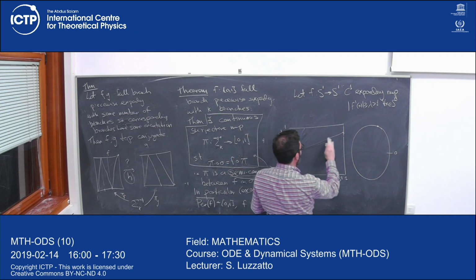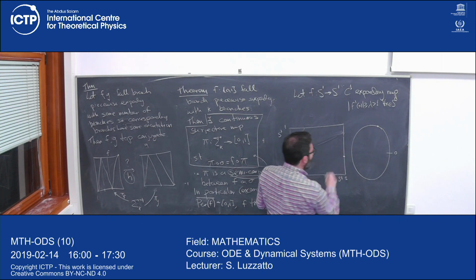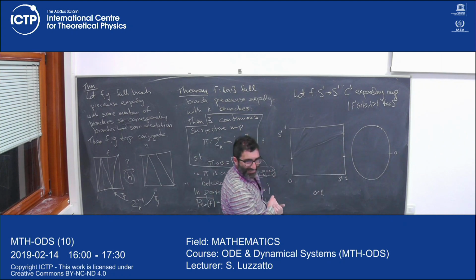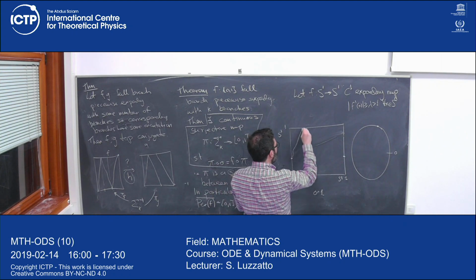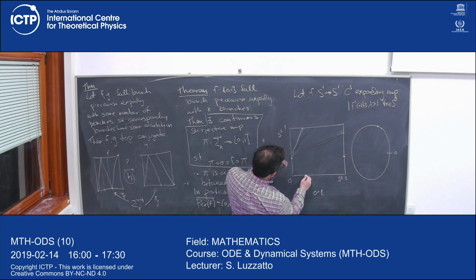Actually, because it is S1, the value at 0 must be the value at 1. Exactly, so that's even better. So it cannot go like that. Okay, so that means it must hit the top. But of course this is identified with this, because this is the circle.